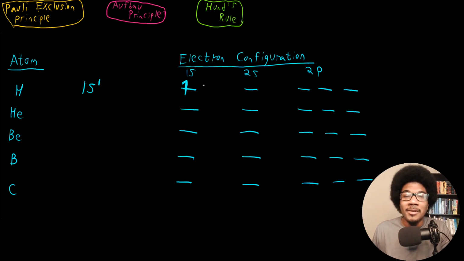And that's going to be indicative of its spin, right? Its spin quantum number. So it's going to be 1 with plus 1/2. So that's where I'm placing this electron for hydrogen. So now let's talk about helium.